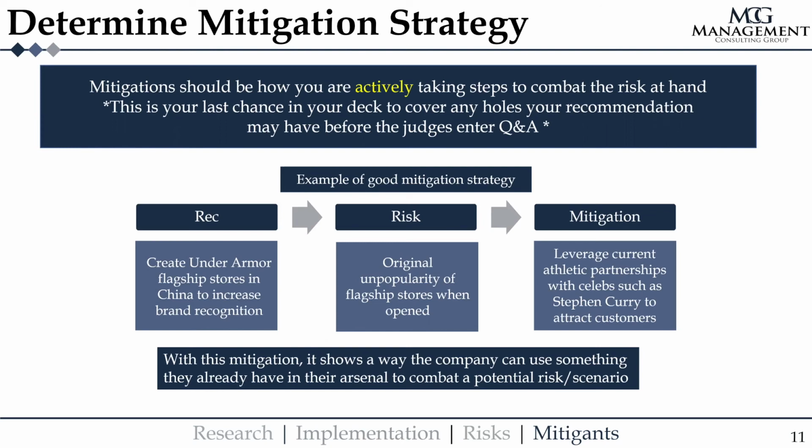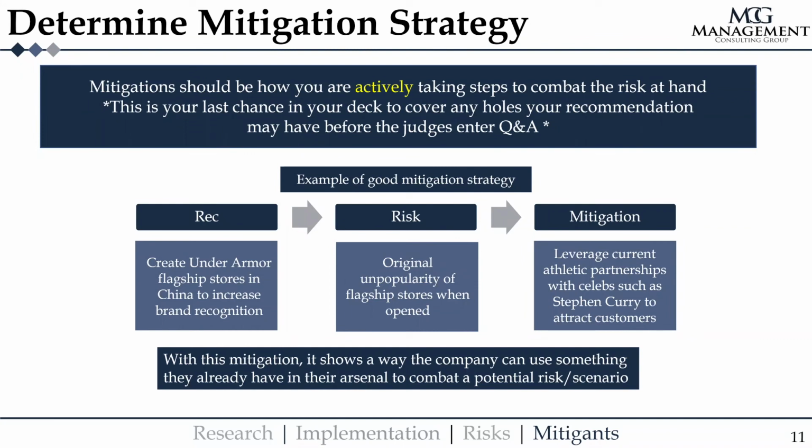So we gave an example here of a good mitigation strategy for an Under Armour case. Let's say you're recommending that Under Armour create flagship stores in China to increase brand recognition. A risk with that would be unpopularity within these new stores when they're originally opened. So to mitigate that, we specifically outlined steps that one would take to combat this risk, right? The mitigation would be that we leverage current partnerships with athletes like Steph Curry, who are popular around the world and would attract customers, right?